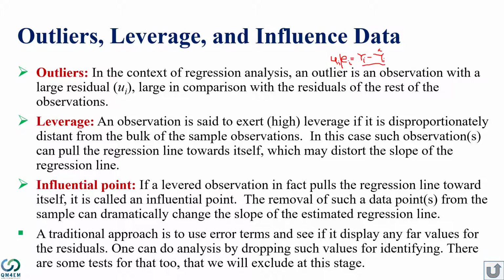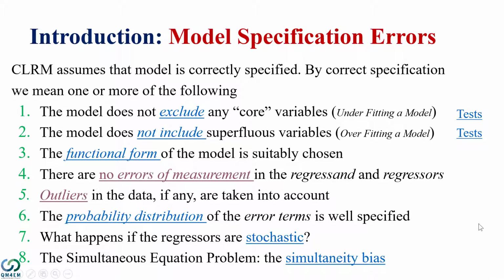So let me go back to my original slide. We were discussing issues number 4 and 5 of model specification errors. We have covered what happens to the regression analysis if there are errors of measurement in the regressors. We also saw what implication outliers in our data could have for our regression analysis. Now we move to the 6th model specification error issue, which is whether the probability distribution of the error term is well specified. So let me go there.